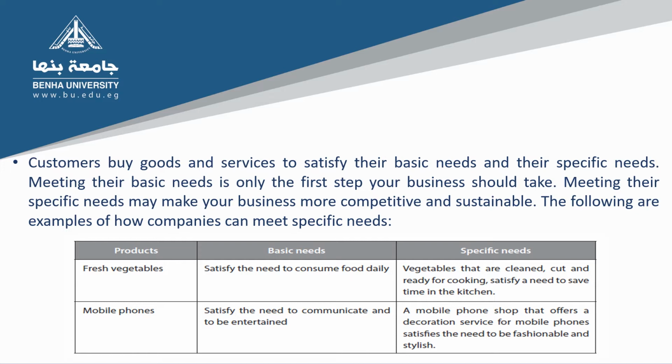Customers buy goods and services to satisfy their basic needs and their specific needs. Meeting their basic needs is only the first step your business should take. Meeting their specific needs may make your business more competitive and sustainable. The following are examples of how companies can meet specific needs. For example, mobile phones. The basic needs are: satisfy the need to communicate and to be entertained. But specific needs may be a mobile phone shop, of course, that offers a decoration service for mobile phones, which satisfies the need to be fashionable and stylish.